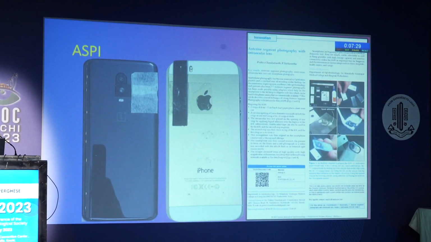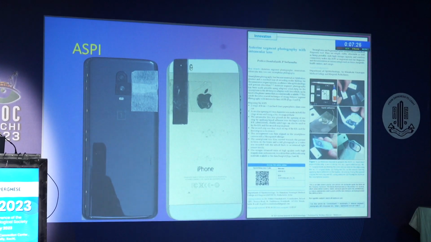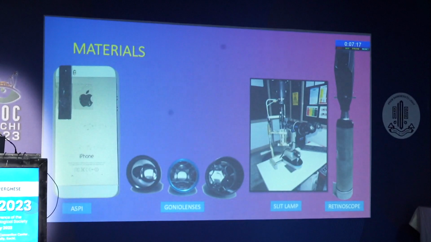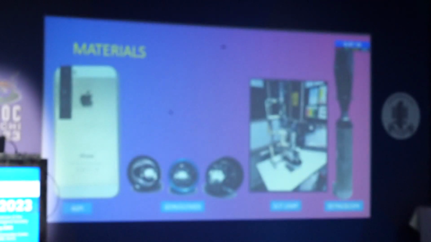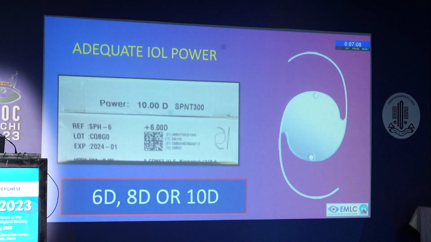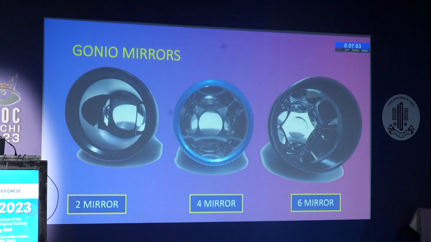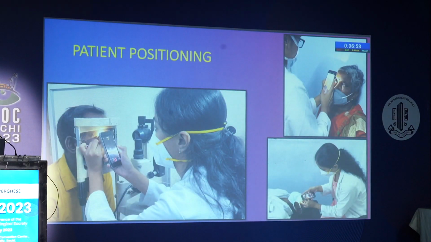Dr. Prithvi has already described anterior segment imaging with an intraocular lens. We expand this innovation to image the anterior chamber angle. The materials required are a smartphone attached with an intraocular lens and gonio mirrors. A slit lamp and retinoscope are optional if a slit source of light is required for grading the angle. The ideal intraocular lens power for this technique would be 6, 8 or 10 diopter. Any type of gonioscopy mirror could be used. One of the advantages is the patient can be examined in any position without the need for a slit lamp.